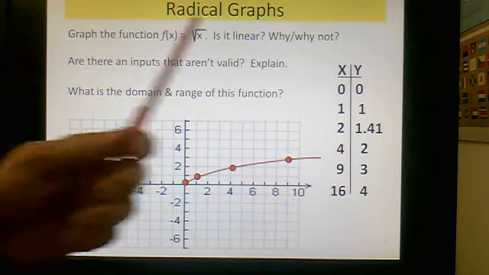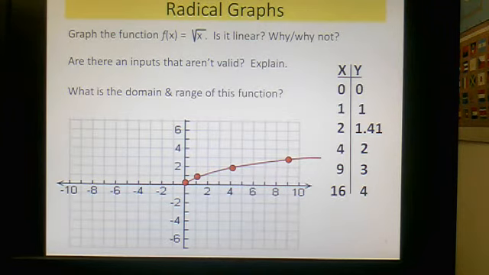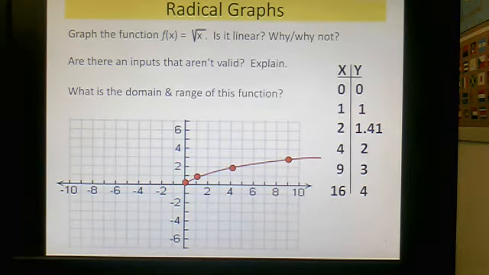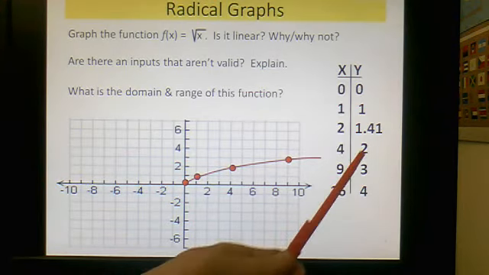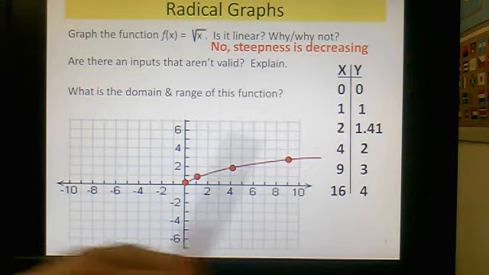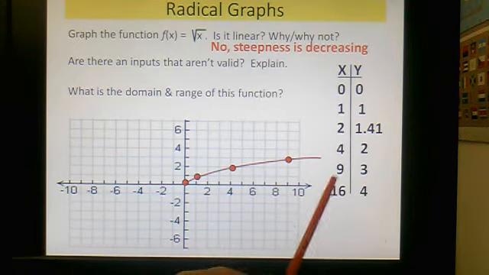So, is it linear? Well, of course it's not linear. It's curving downwards. It says why or why not. You can explain that with the graph. You should be able to explain it with the table. And think about what's going on in the table that makes it not linear. And of course that has to do with the steepness. It's decreasing. The graph is getting flatter. The change is not constant. A lot of you will say that. The change is not constant.